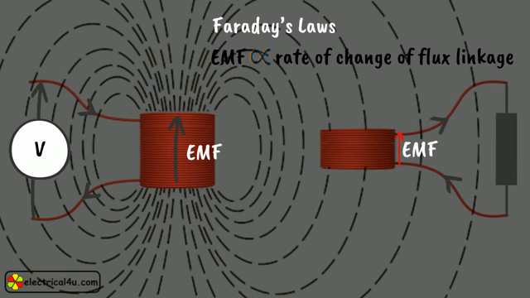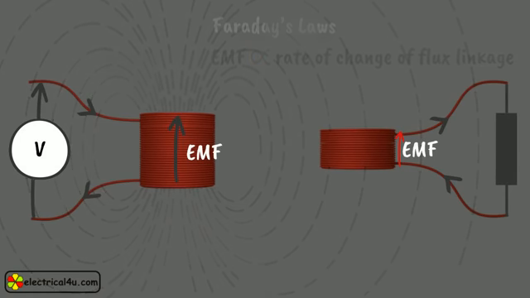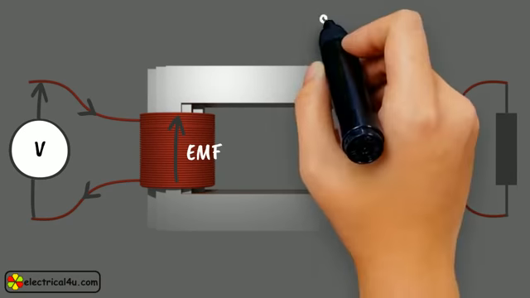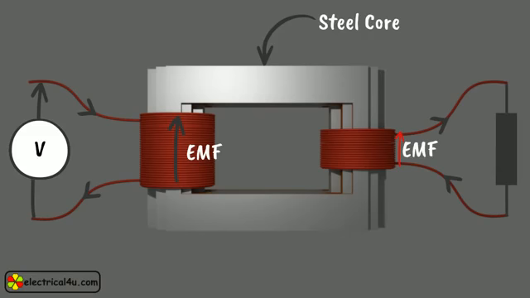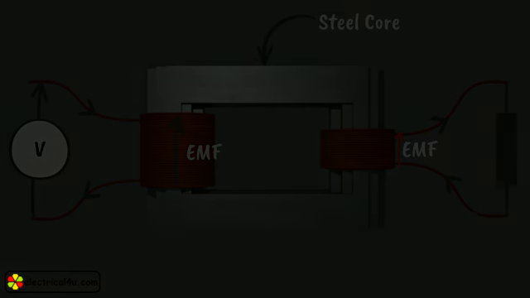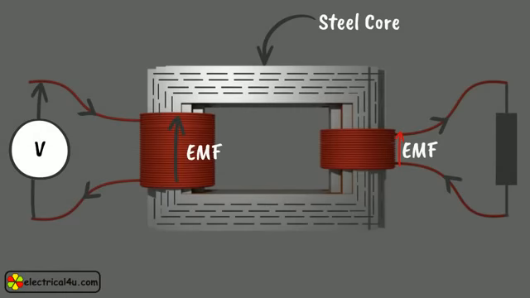Now, if we want to transform maximum electric power from first winding to second winding, we have to link maximum flux of first winding to second winding. This is done by placing a low reluctant magnetic core in between these windings. Steel is a well-known low reluctant magnetic material, so we normally use steel for making low reluctant magnetic core in the transformer. As soon as we place a steel core in between these windings, nearly the entire flux which was surrounding the first winding will be concentrated inside the core and link with the second winding.